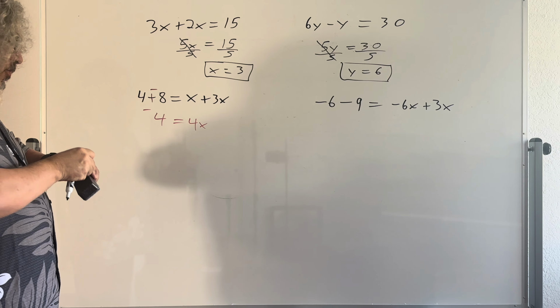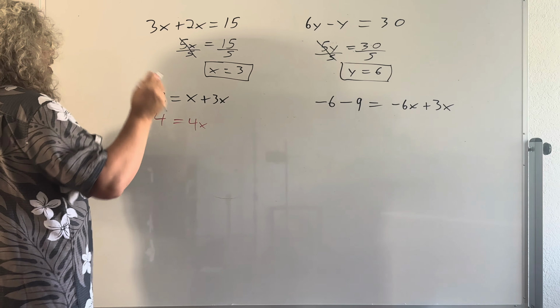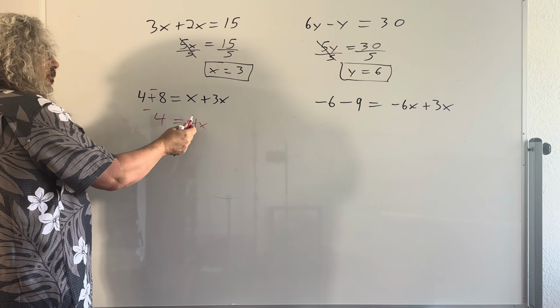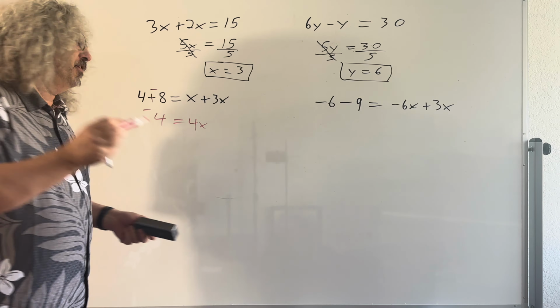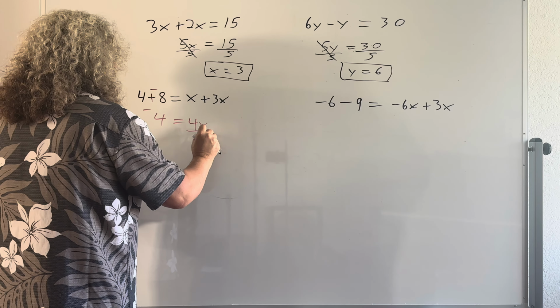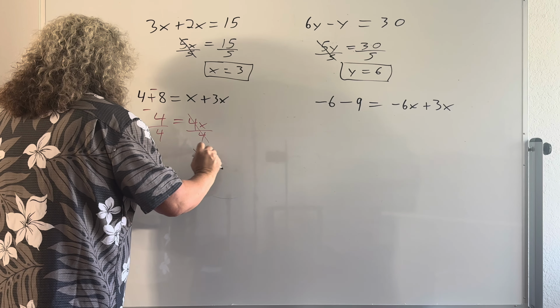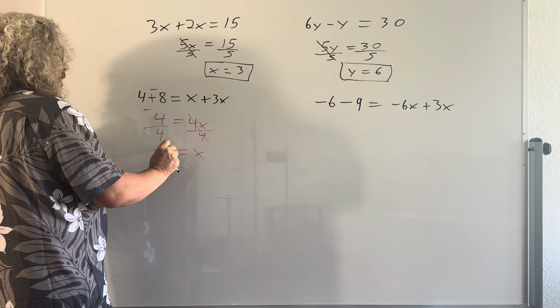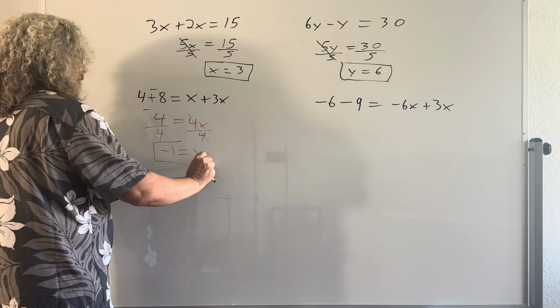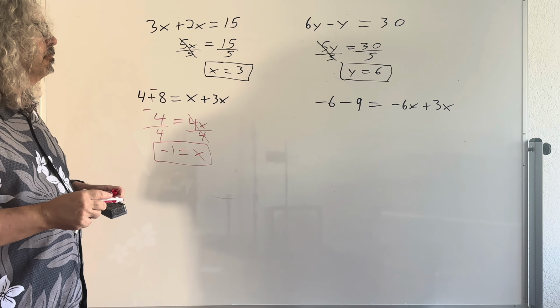Okay? I don't know why I'm doing this in red. I always work these out in black. Sorry about that. Let's keep it red. Why not? What do I divide by? You have to divide by the coefficient, which means the number in front of the letter. So that's going to be a 4 on both sides, and they cancel. I get x equals, what's a negative 4 divided by 4? A negative 1. But the x is on the right. That's okay. No problem at all. Don't let that worry you.